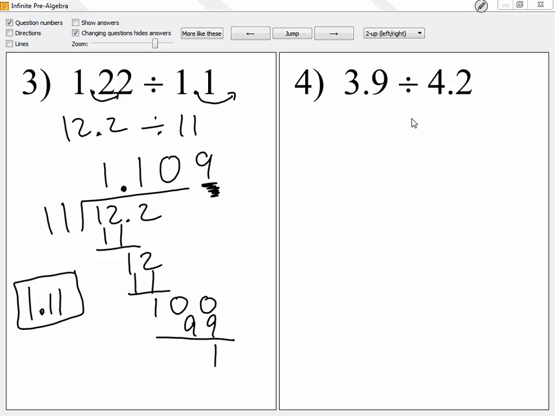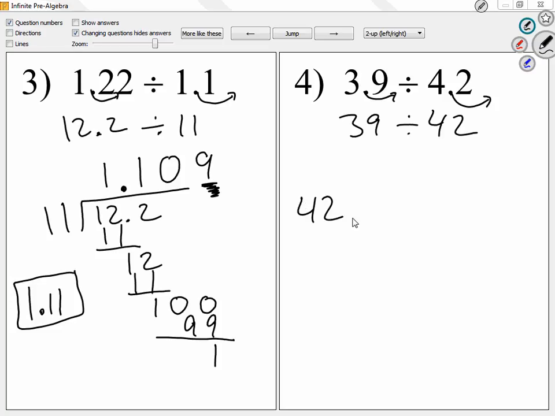Let me do one more example. The number after the division sign cannot have decimals. So I'm going to move this 1 place to the right. So do the same on the first number. So I have 39 divided by 42. So I'm going to write 42 into 39. After my 9, I have a decimal point. So I'm thinking, how many times is 42 going into 39? 42 is bigger, so it goes in 0 times.